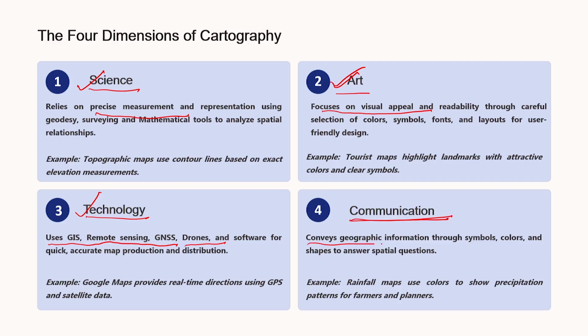Cartography conveys geographic information using symbols, colors and shapes. An example may be a rainfall map. Rainfall map uses colors. And what type of geographic information am I communicating? Here we have conventional signs and symbols.